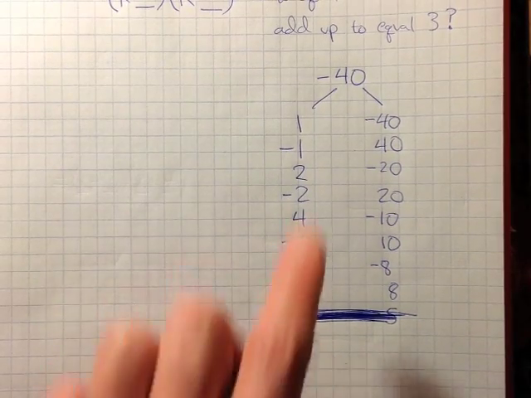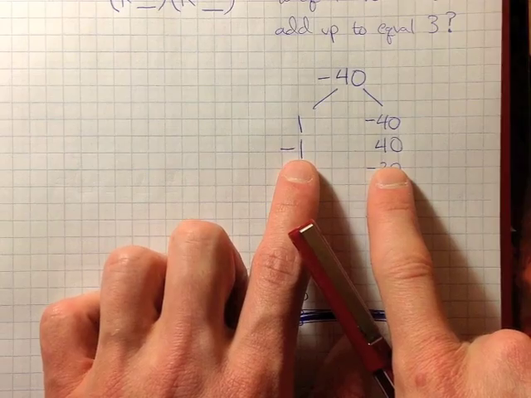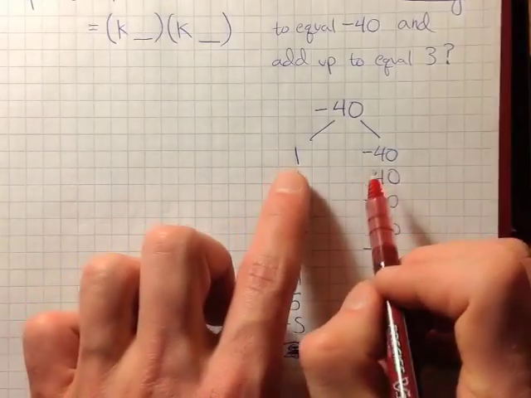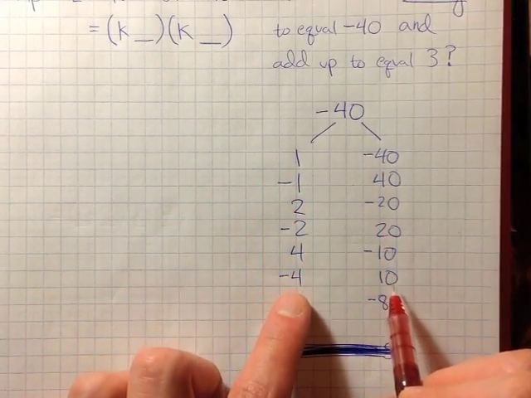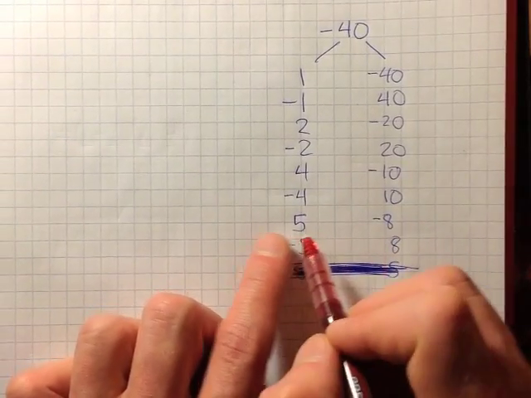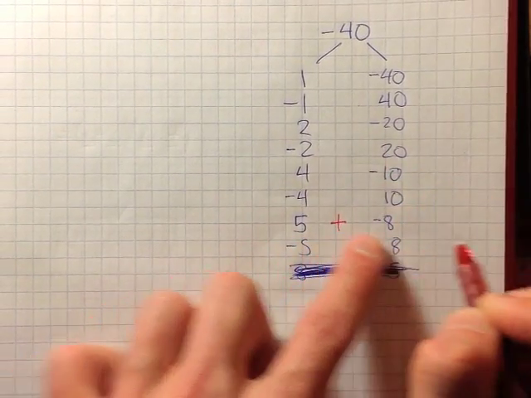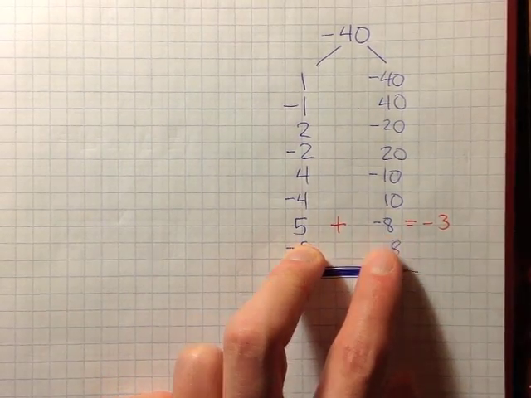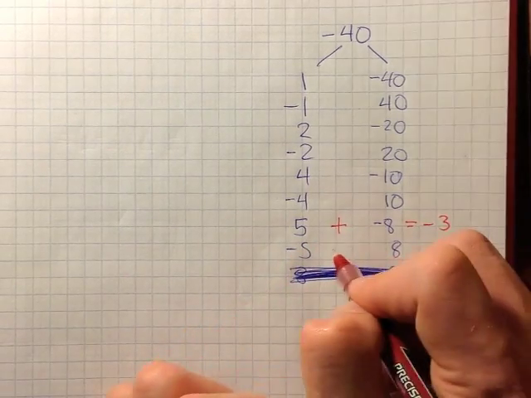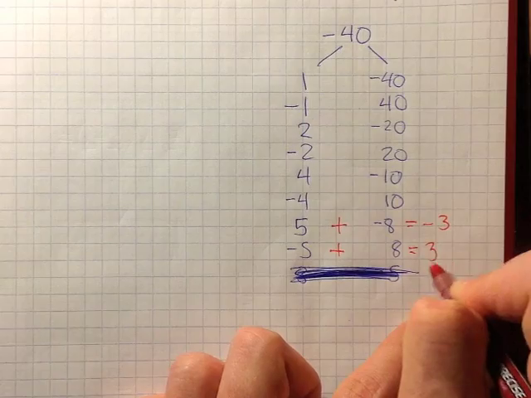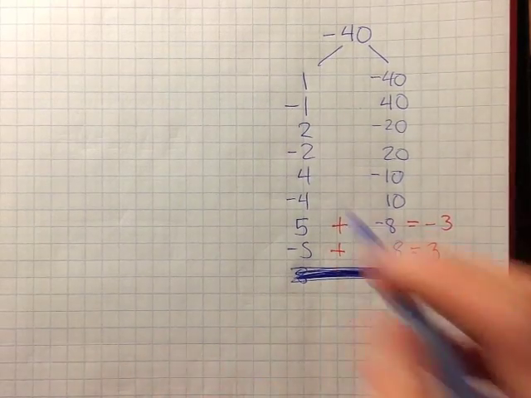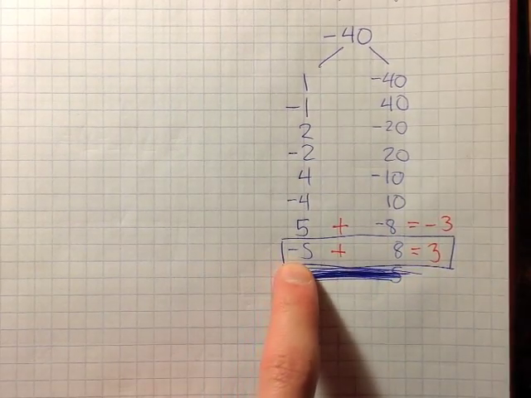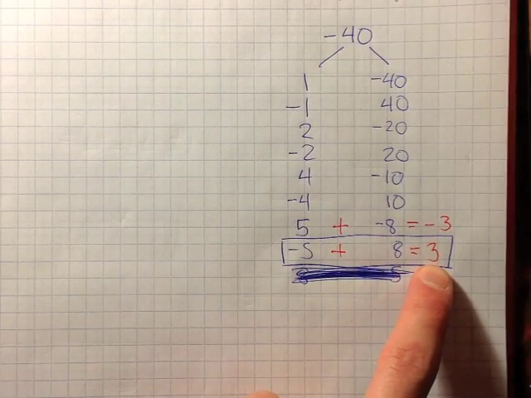Now, which ones of these factor pairs add up to equal 3? Let's see. These don't. What about here? 5 plus a negative 8. Oh no, that equals negative 3. But negative 5 plus positive 8, that equals positive 3. So that's it. It looks like our very last factor pair that we found will work. Negative 5 plus 8 gives 3.